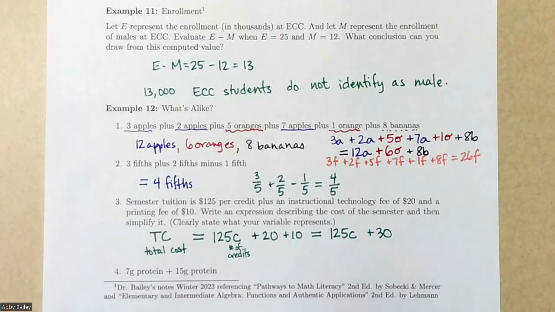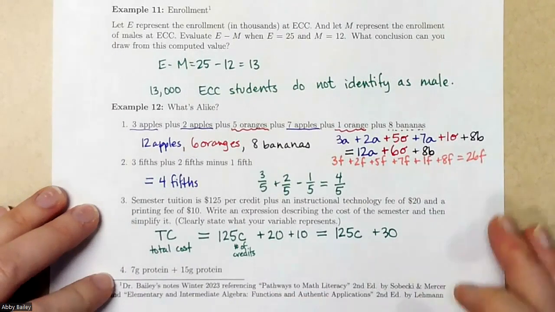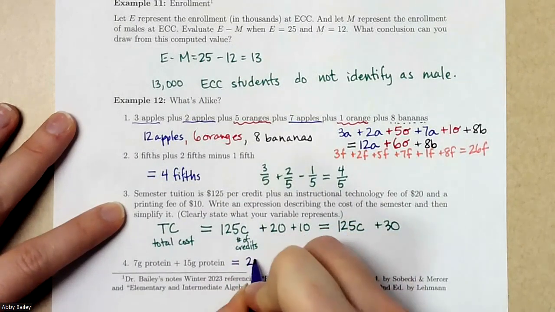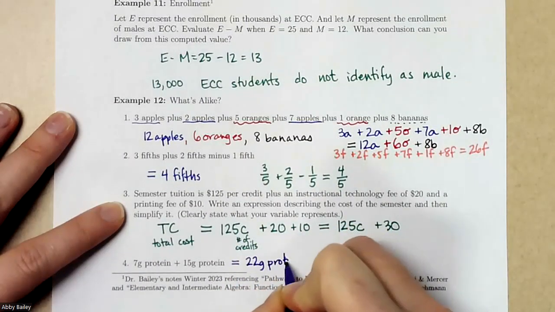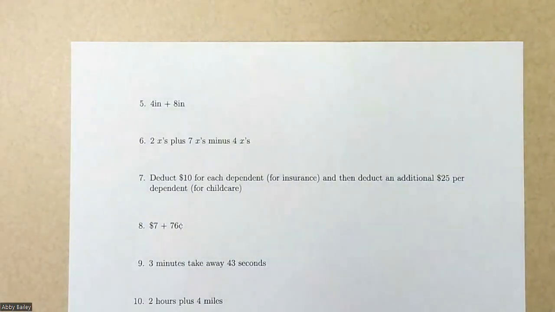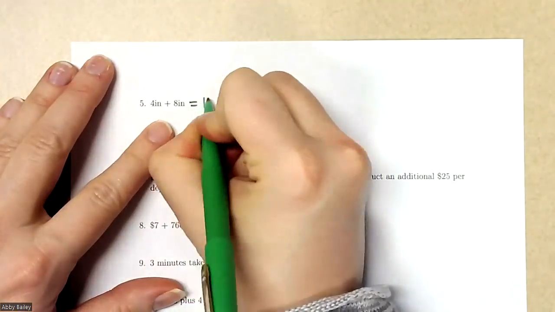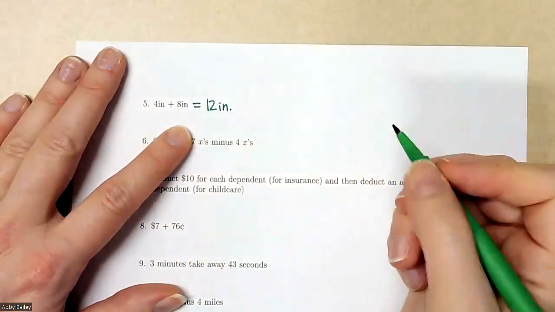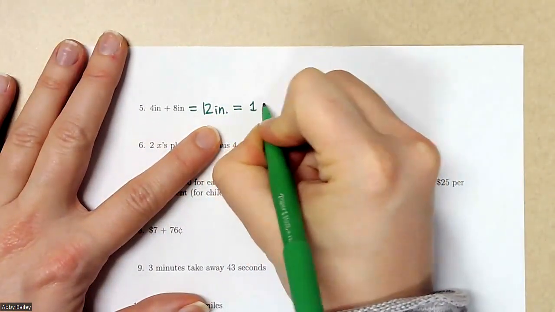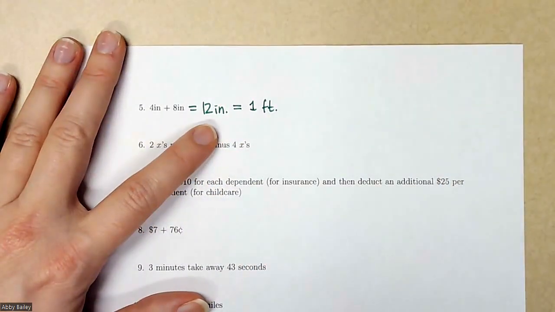Okay. And here, 7 grams of protein plus 15 grams of protein. How many does that make? Well, I see 22 grams of protein. Voila. Okay, next. I'm sure we have more. Okay. 4 inches plus 8 inches on it. 4 plus 8 makes 12 inches. Or if you like, you could relabel this because we know about equality, and that would be 1 foot because 12 inches makes 1 foot, like a ruler.